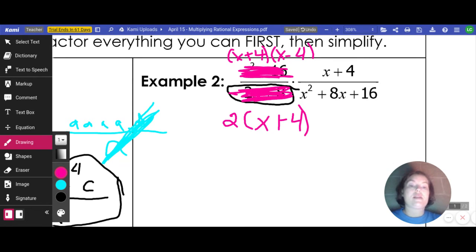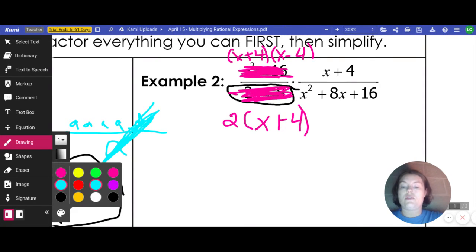x squared plus 8x plus 16. To factor this, we're doing that same method we did of the one up top. Two numbers that multiply to give us 16 and add to give us 8. That would be positive 4 and positive 4. I'm just going to do a different color on this one just because it's getting kind of close together there. So I'll use purple. All right, so we're going to rewrite this to be x plus 4, x plus 4.